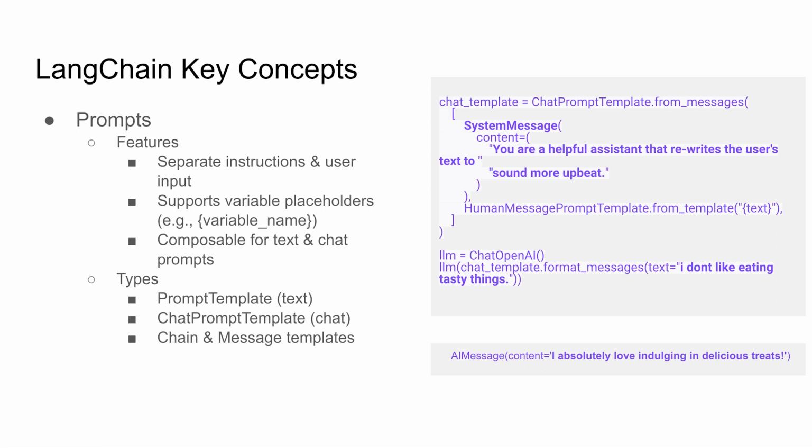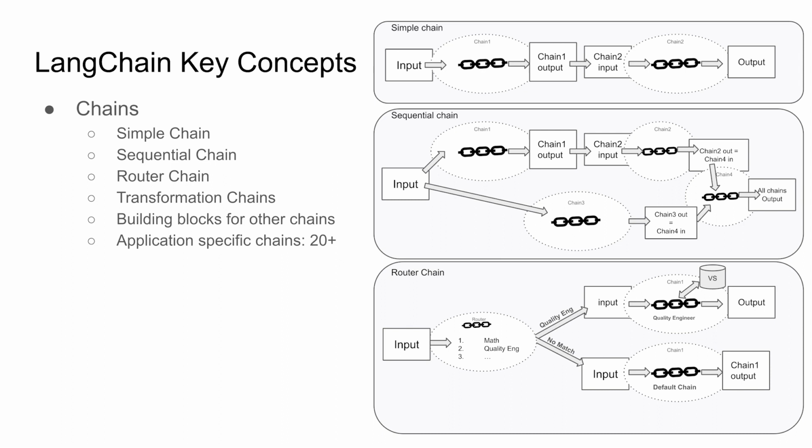So we explored what a prompt template was. Now, the next key concept we want to talk about is chains, right? So functionally, what we can do is we can chain these prompt templates together. There's three different types of chains that you're going to run into most of the time. First one is very simple. It's a simple chain. So we take an input, we do something to that input. In this case, the input was, I don't like eating these things. The output was, I love tasty treats, right?